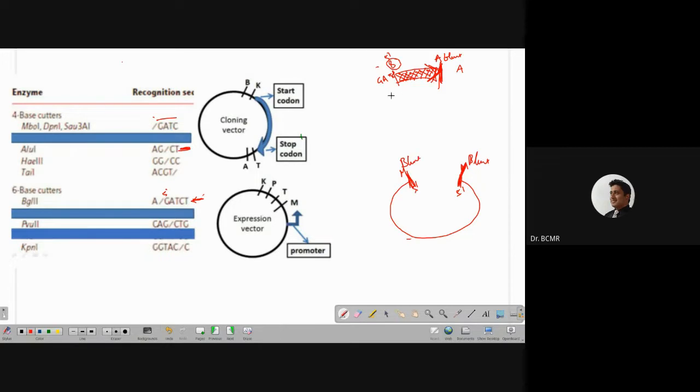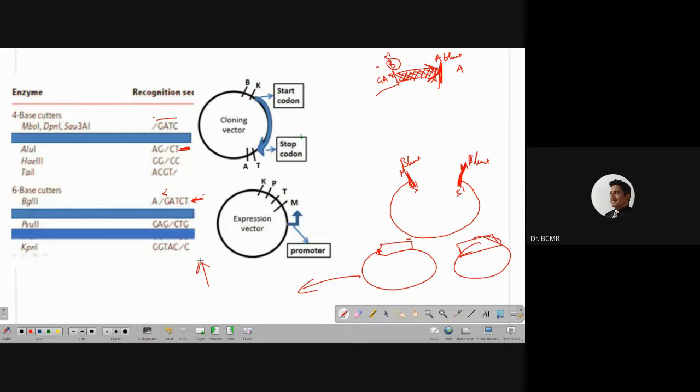We can also make both of them blunt here too, but then we will get 50% of them in the desired orientation and 50% in the reverse one, and then we'll have to do a screening again to identify which one is in the correct orientation and then go about it. It is a strategy, yes, certainly. But the question is, I think I have given almost the same question in class as well as a homework also. But that is how we learn, right?